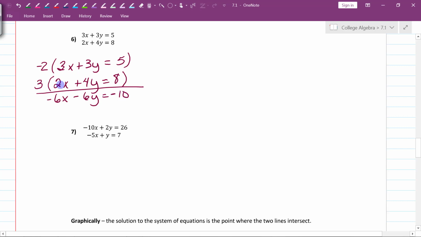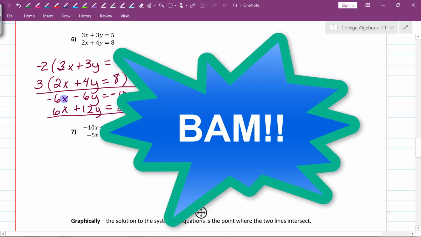3 times 2x is positive 6x. 3 times 4 is plus 12y. And then 3 times 8 is 24. Now I have two equations that I can add together, and I will eliminate one of the variables. This one right here, negative 6x plus 6x goes to 0. My x is gone. Bam.